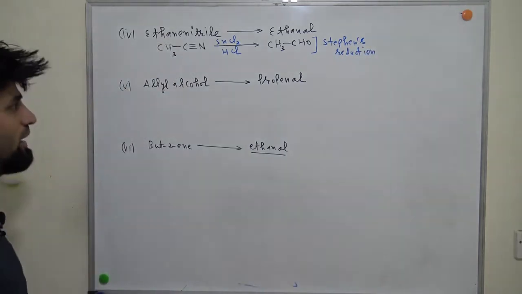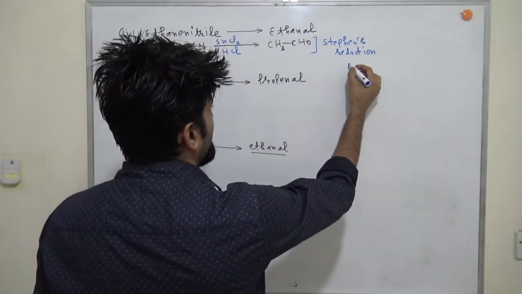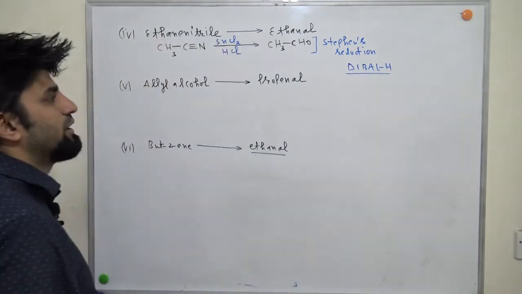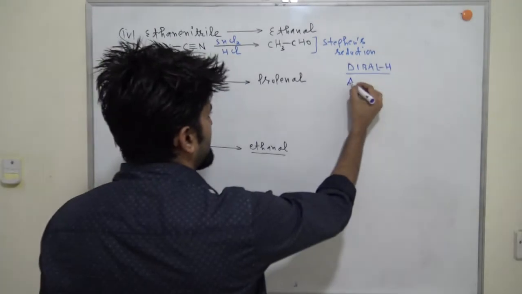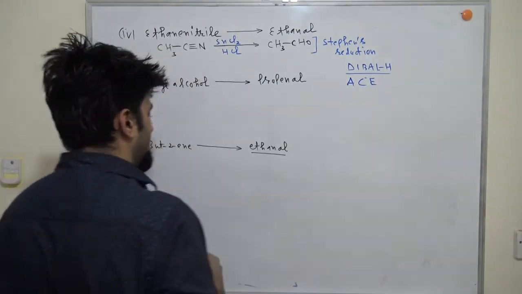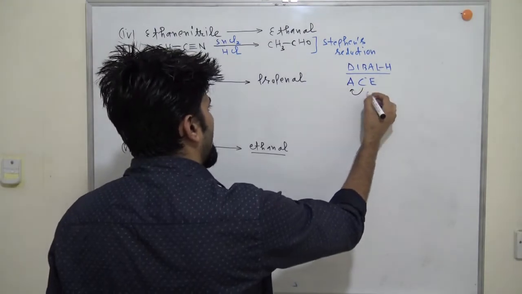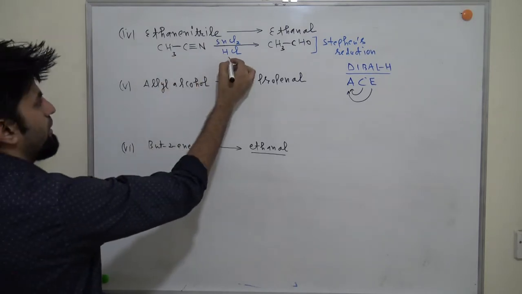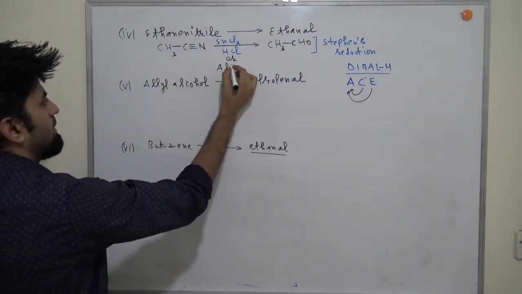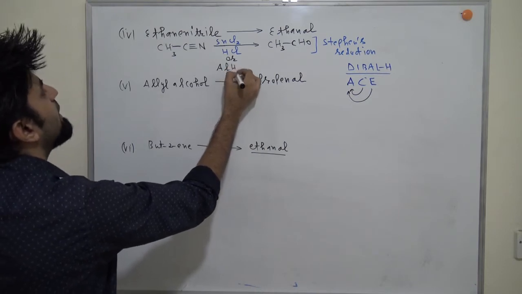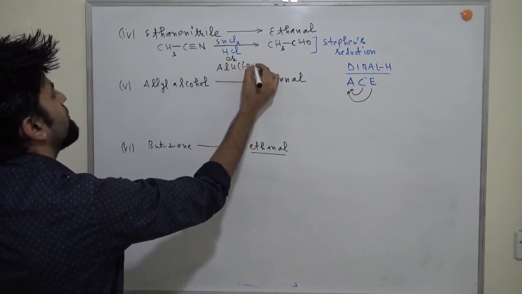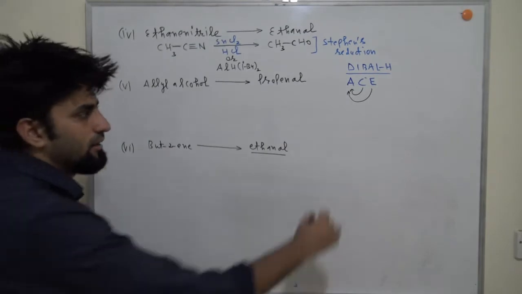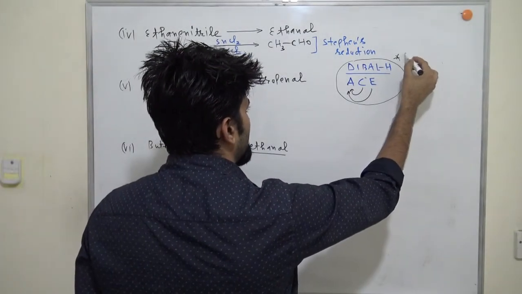So yes, you can do that with Stephen's reduction. Or I told you one very important reagent, DIBAL-H, diisobutyl aluminum hydride. Remember what trick I told? ACE. ACE means it will convert cyanide to aldehyde, it will convert ester to aldehyde. Since it is a cyanide, I can use DIBAL-H also, or I can use Stephen's reduction also. So this is the trick, ACE is a trick for DIBAL-H.